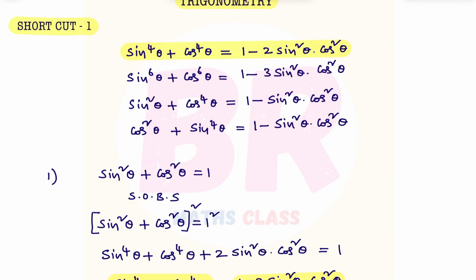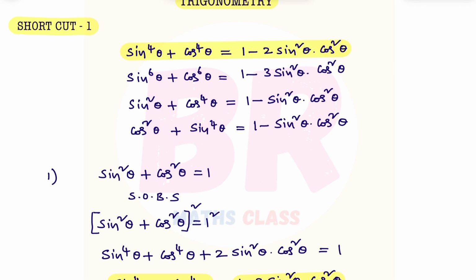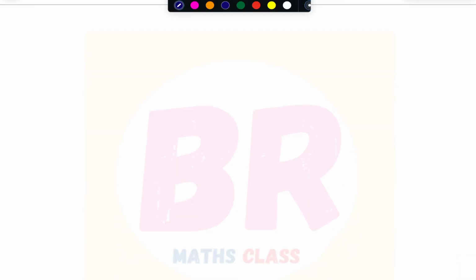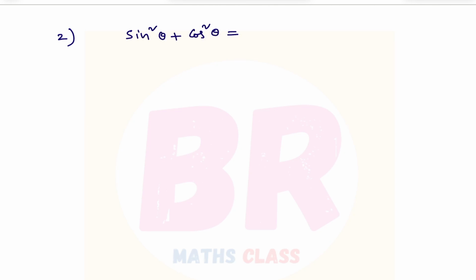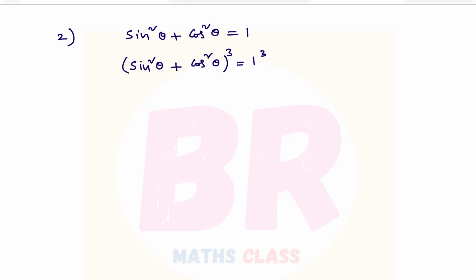Okay. Now you see this second one: sin^6 theta plus cos^6 theta is 1 minus 3 sin^2 theta cos^2 theta. We will derive this. To derive this also, I use the trigonometric identity sin^2 theta plus cos^2 theta equal to 1. I need sin^6 theta plus cos^6 theta. To get that, what I'll do, I'll cube on both sides. You just cube on both sides.